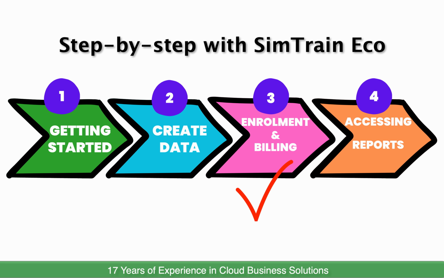Next, we will walk you through the enrollment process and how to manage billing. You will learn how to enroll students in classes, take attendance, generate invoices, and record payments made by parents or students. Finally, we'll explore how to access and use the reporting features in SimTrain Eco. You'll see how to generate reports like the daily collection and fees collection, which help you keep track of your organization's financial health. By the end of this walkthrough, you'll have a solid understanding of how to set up and operate SimTrain Eco effectively, from creating student profiles to managing billing and assessing key reports. Let's get started.